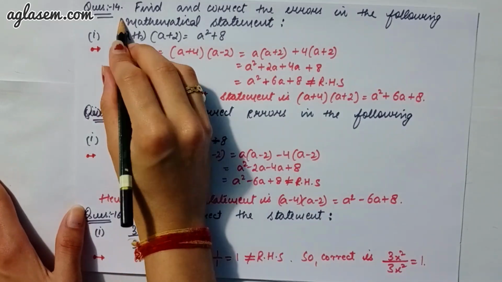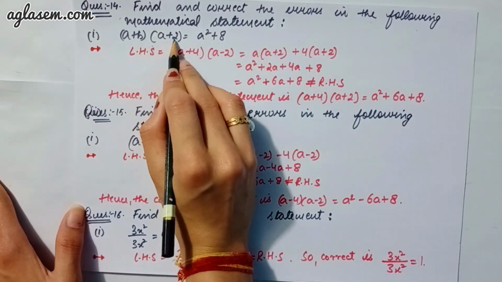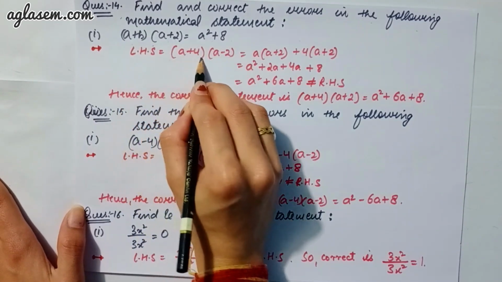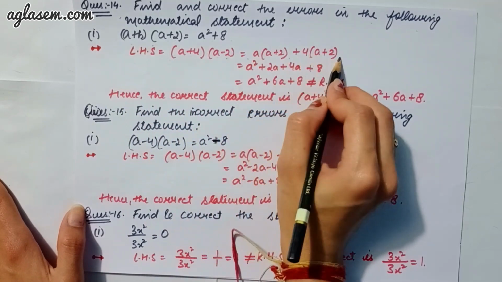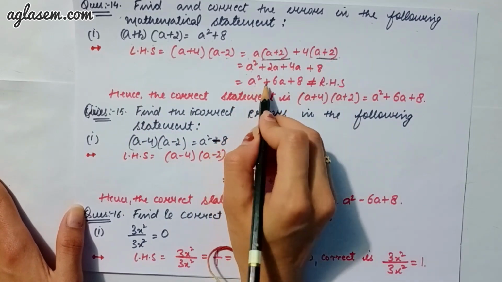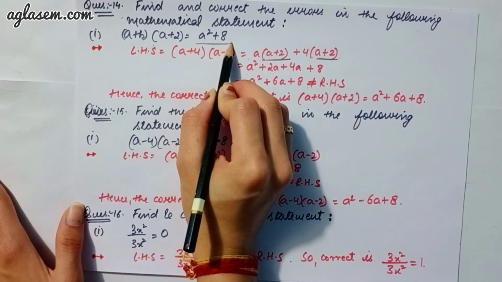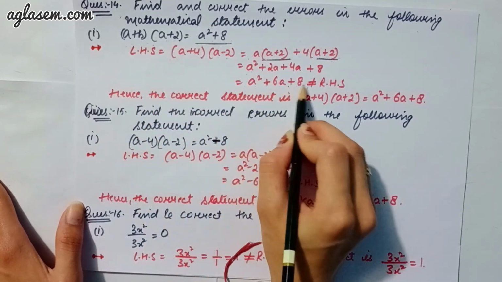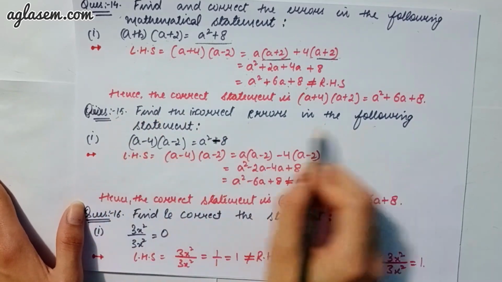Moving to our 14th question, which says find and correct the errors in the following mathematical statement: (a + 4)(a + 2) = a² + 8. LHS equals (a + 4)(a + 2). Now we have to solve this statement and we will get a² + 6a + 8, which is not equal to RHS. So the statement which is equal to LHS is (a + 4)(a + 2) = a² + 6a + 8.